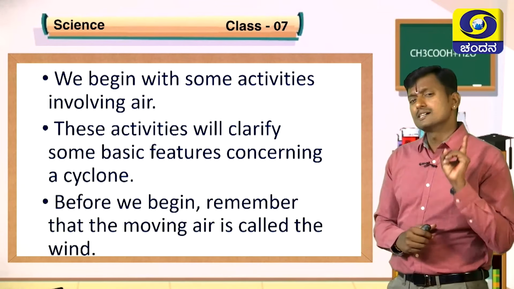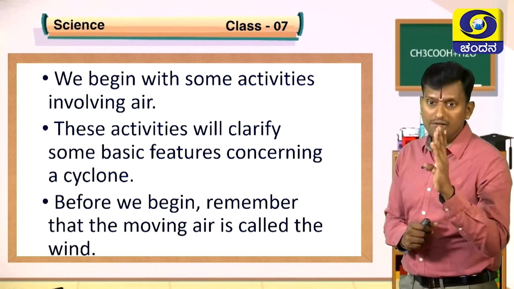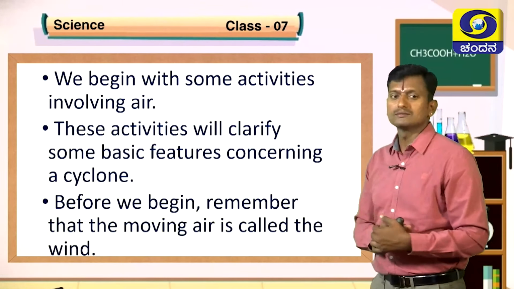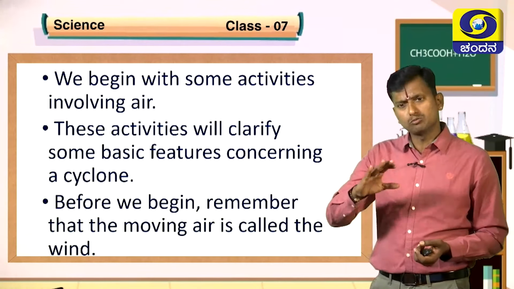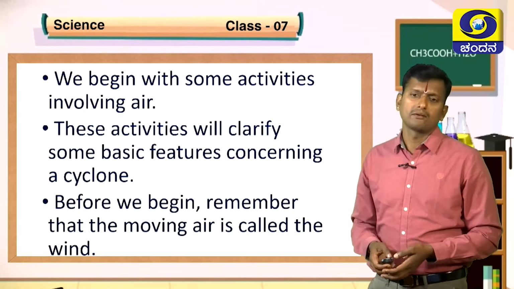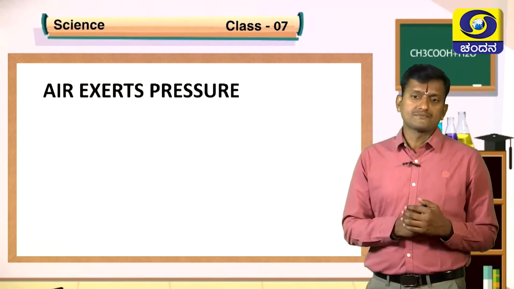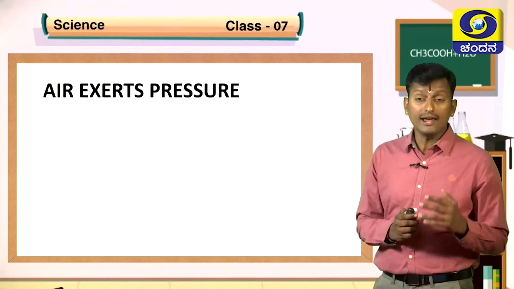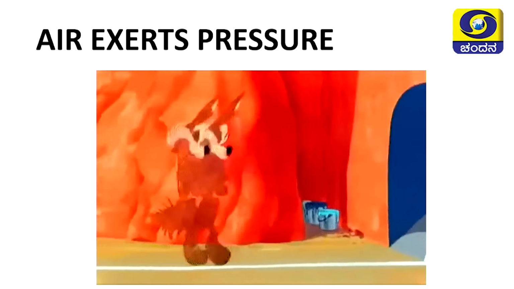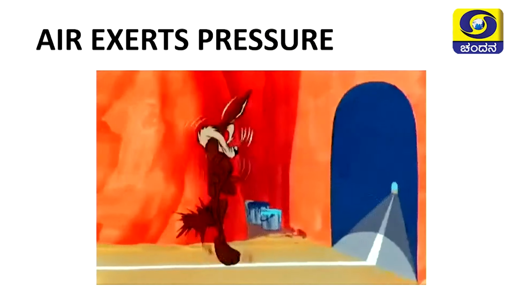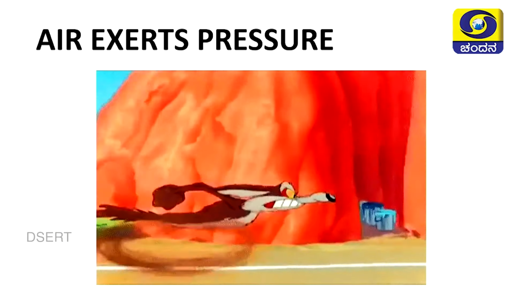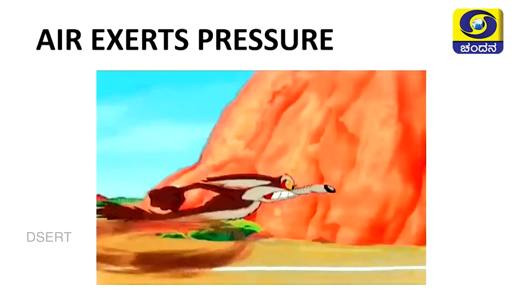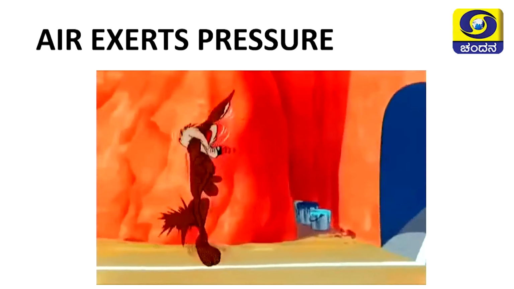Before we begin, remember that moving air is called the wind. Have you seen wind? You can't see wind, you can feel it. When air starts to move fast, it creates what we call wind. First one, air exerts pressure. You are seeing an animation where there is no door, but there is air. A fox is trying to go inside the cave. Suddenly, it is hit by the pressure of air. What does it show? It shows that air exerts pressure.